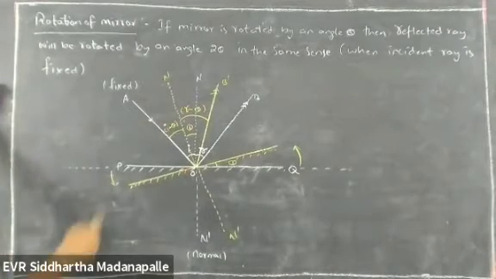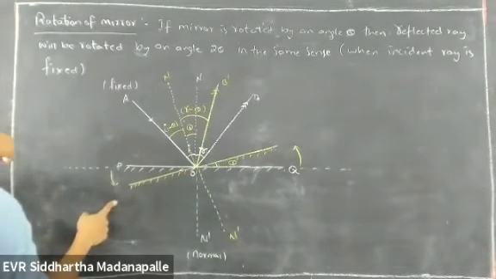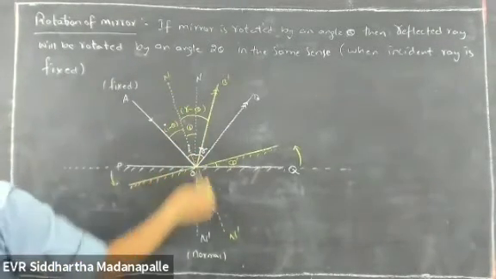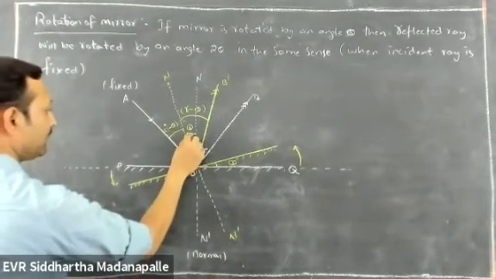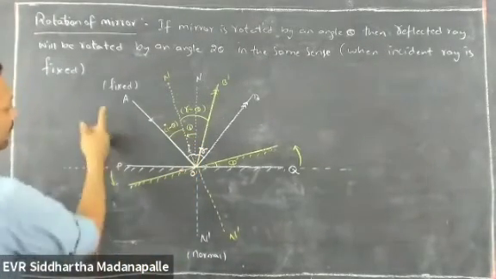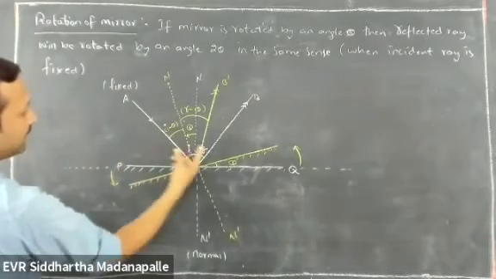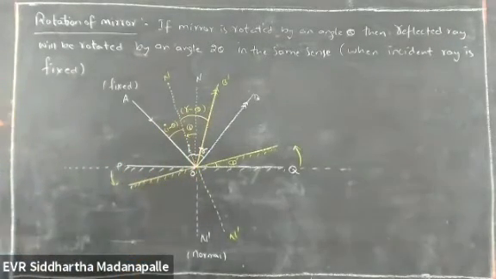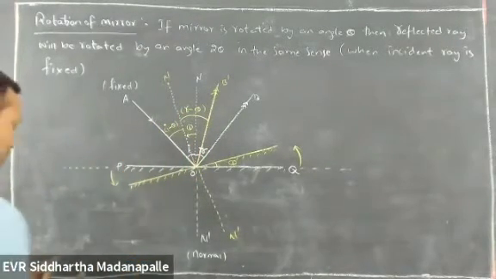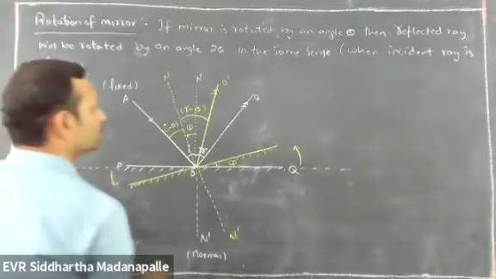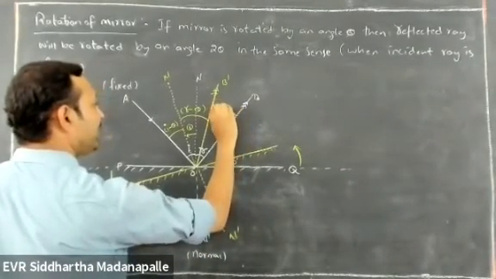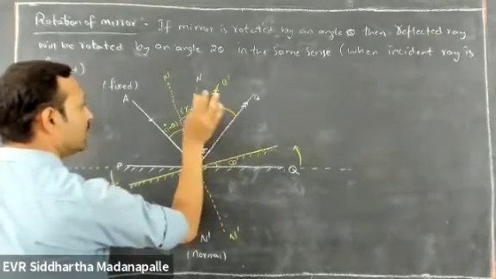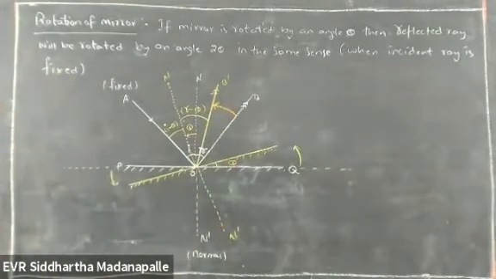Are you getting it? So here the mirror is rotated by an angle theta. Therefore the normal also rotates by an angle theta from the previous one. So the new angle of incidence is I minus theta and the new angle of reflection is R minus theta. So here we have to find out with what angle the reflected ray is rotated. This is what we have to find out. Is that clear? Okay.